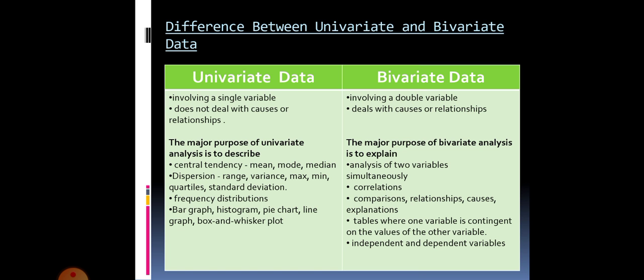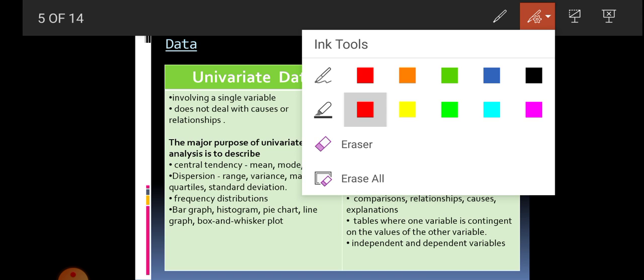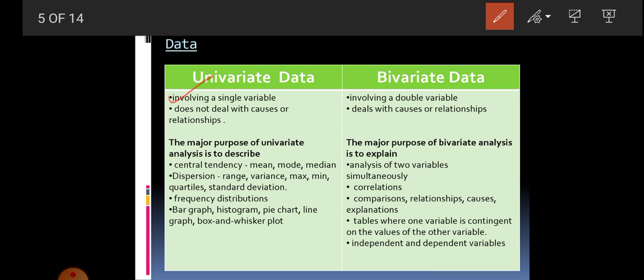Now next is the difference between univariate and bivariate data. A common difference is that in univariate data there is only one variable, a single variable, and bivariate data involves a double variable. So in the first difference I have written: involving a single variable, involving a double variable. This is the common difference.